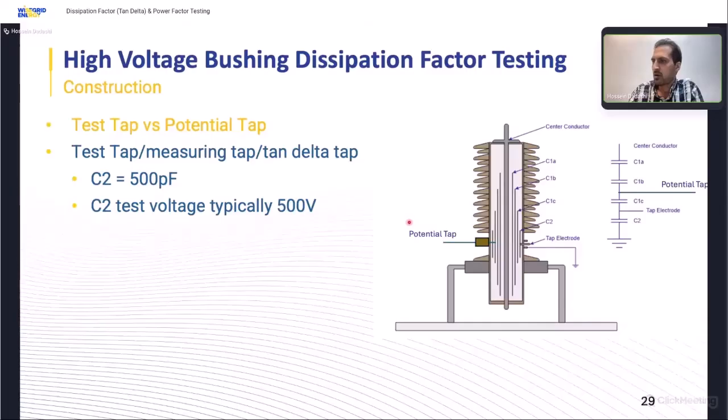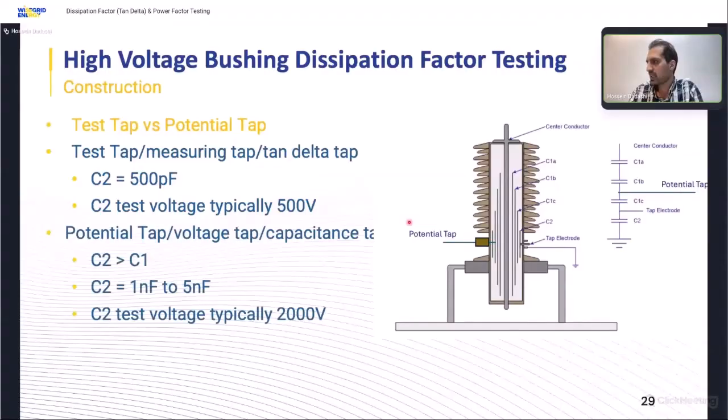But for the potential tab, or voltage tab, or capacitance tab, the potential tab is the capacitance between the last layer and one layer before the last one. I mean, here, the potential tab is here. If we have a potential tab in a high voltage bushing, its capacitance is in the range of 1 to 5 nanofarad. Also, we can test it with a higher voltage, maybe 2 or 3 up to 5 kV. It's normally okay for the potential tab.